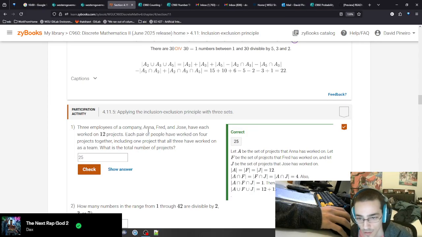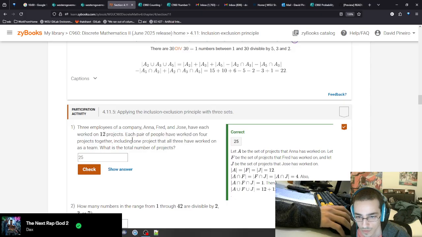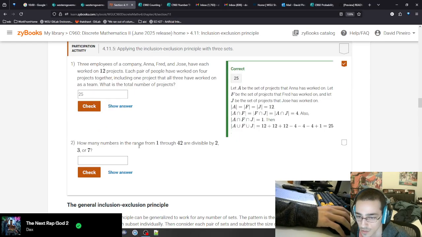Because it's like Anna has worked on 12 projects, and you just want to know in total, just in total, what is the project? So that's literally just a union, and they give you all the intermediate stuff. So, okay, I mean that makes sense. That actually kind of makes sense. I would be able to do this on a test. So, alright.